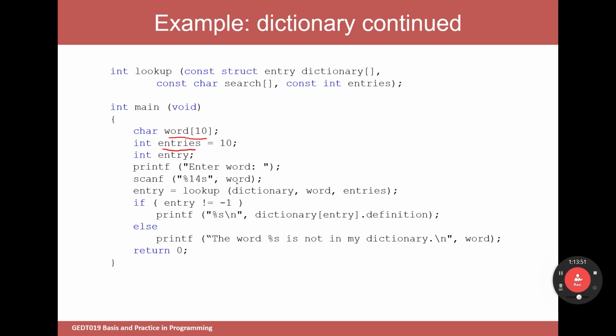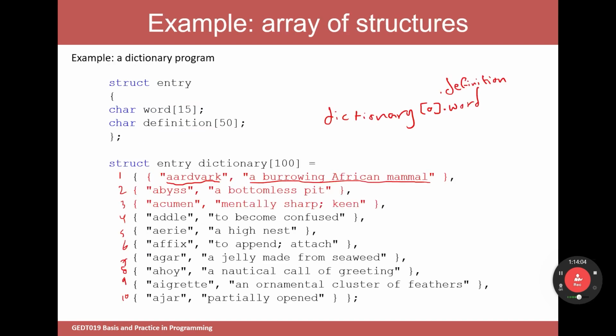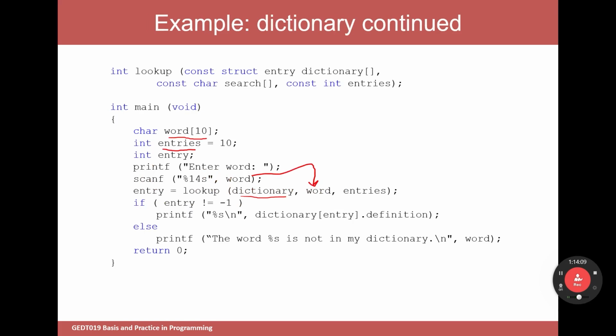If you give me the word, I will take this word and give it to a function, and this function will look up this word. This function receives the dictionary, that means it receives this big array. It also receives the single word you inserted, and the size of the array. The size of the array is 10, this array has 10 elements. And it will search inside this dictionary.